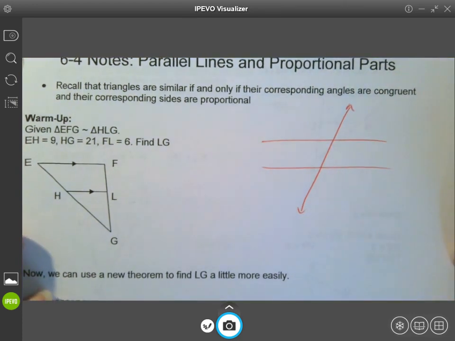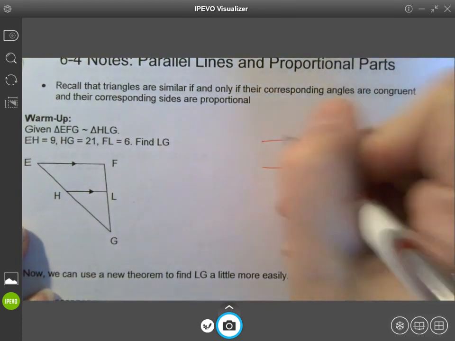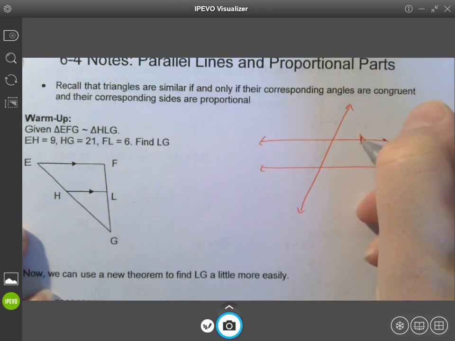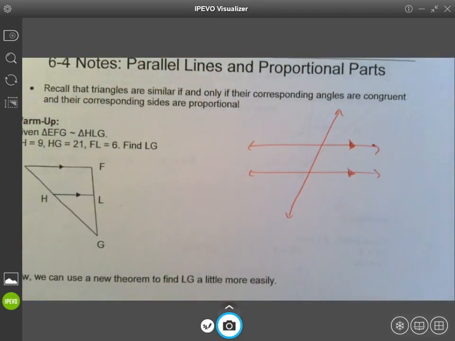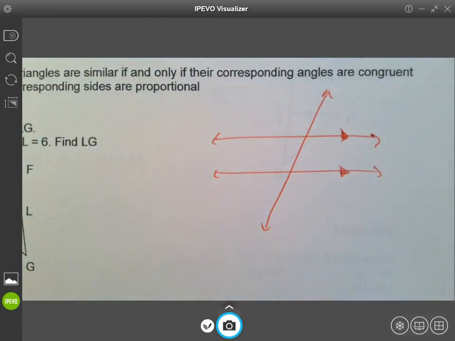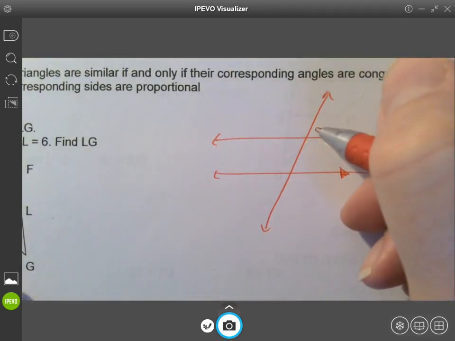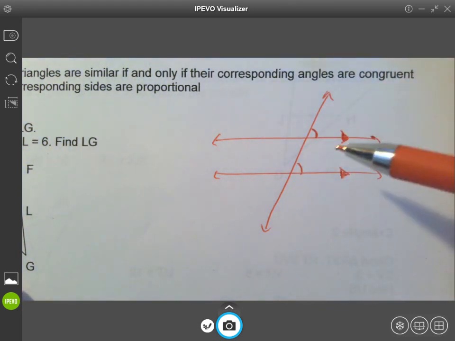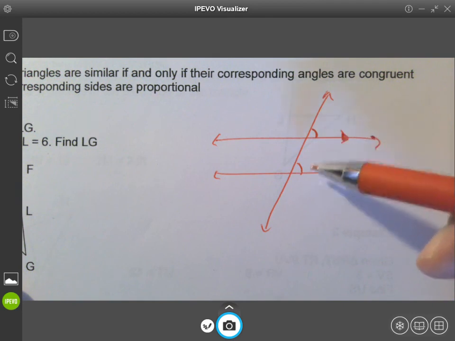Anybody remember that term? So we've got our parallel lines cut by a transversal. I'm telling you they're parallel, or maybe they're marked like this with arrows or triangles. Okay, so why am I bringing this up? We're talking about parallel lines today. Now, if you guys can remember, this angle is congruent to this angle. These are called corresponding angles.